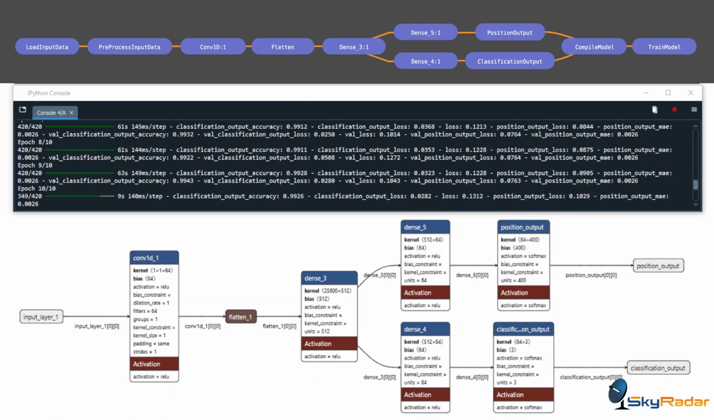This concludes the first part of the presentation, where we've explored the model's architecture, functionality, and training process in detail.